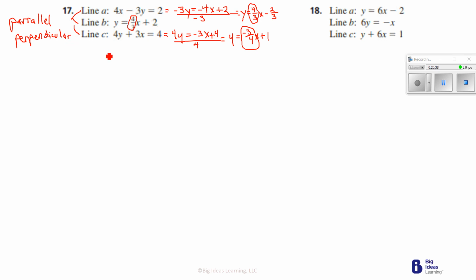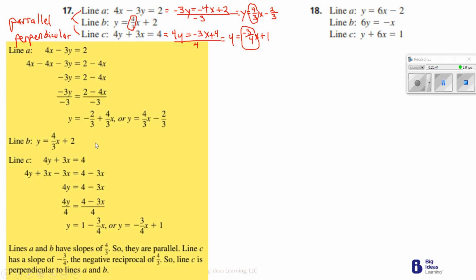All right, let's see how we did. We see that line A is going to give us y equals 4 over 3x minus 2/3. Line B was already written as y equals 4 over 3x plus 2. And line C was y equals negative 3 over 4x plus 1. A and B both have a slope of 4 over 3. They are parallel. Line C has a slope of negative 3 over 4, the negative reciprocal of 4 over 3. So line C is perpendicular to line A and B, just like we said. All right, 18 is yours to do.